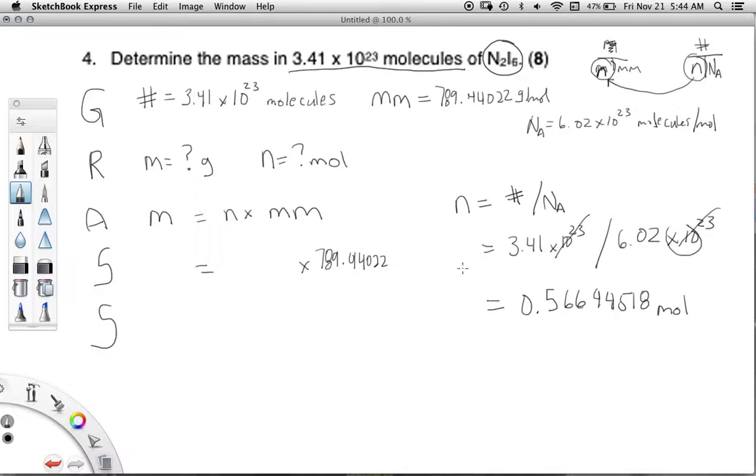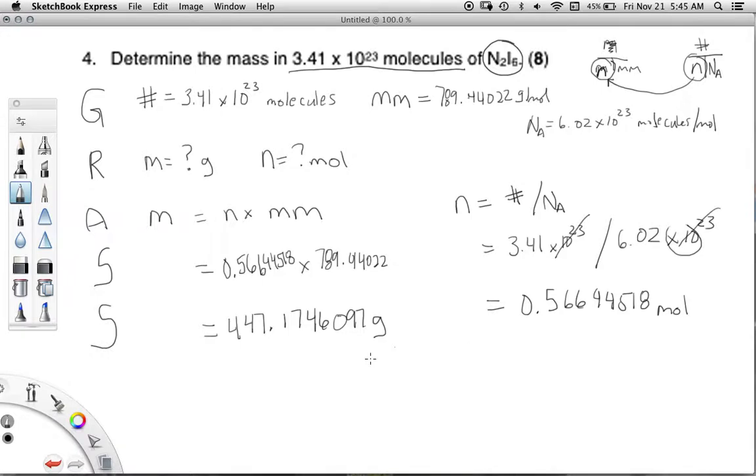That being said, I don't know if I left enough space. I'm going to put as many of those as I can. But even if I don't write it here, I'm going to use it. 0.5664451, I fit it in. Now I can type it into my calculator. Now I can solve for the mass of N2I6 in this number of molecules. And I get 447.1746097 grams. We've solved our problem.